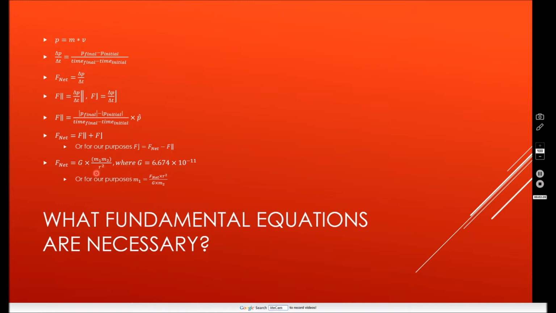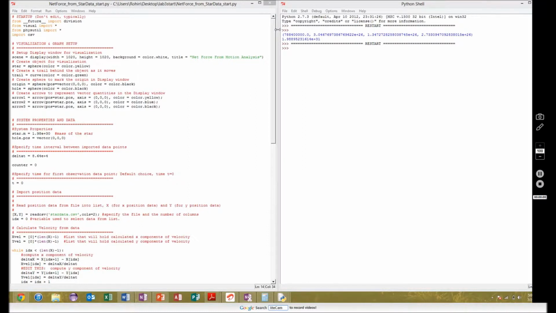And then we get into our gravitational law equation, which we can manipulate to find m1, which will be the mass of the black hole in this case. And you can see the equation right there that we're going to use in Python. So, before we get into the code, these arrows denote the necessary equations for finding the mass of the black hole. So let's start it out.